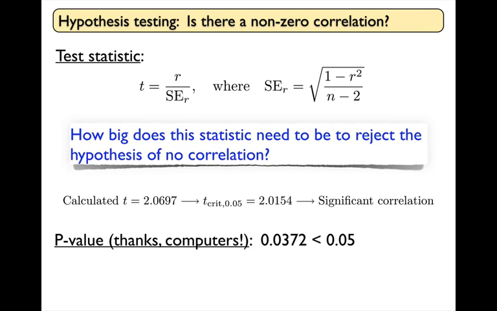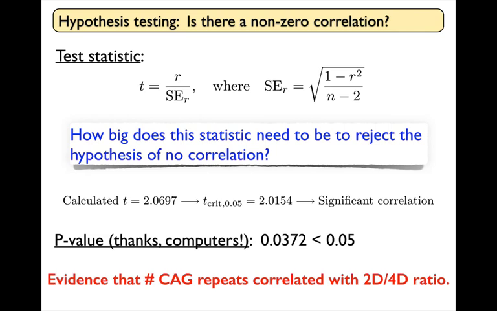So you want to take that number into account. Where it is relative to 0.05 matters, in particular based on past evidence. But still, you would say that there's evidence that the number of CAG repeats does correlate with the 2D40 ratio.